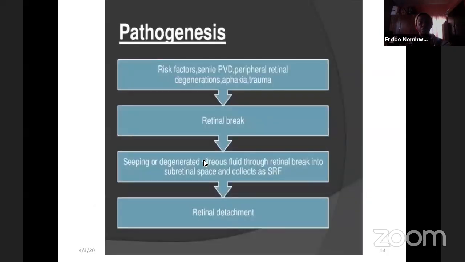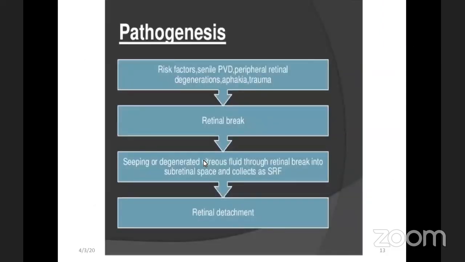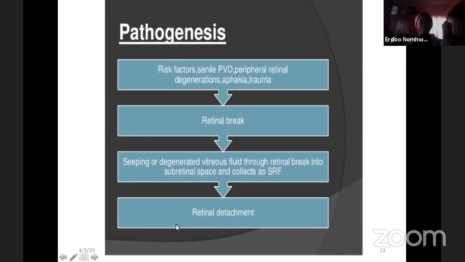So this is just a pictorial diagram showing the pathogenesis. Some of the risk factors I had stated there: age, race, myopia, then any patient developing a posterior vitreous detachment from age, then peripheral retinal degenerations like lattice degeneration or snail track degenerations, and the other risk factors, aphakia, trauma, will all predispose one to having a retinal break.